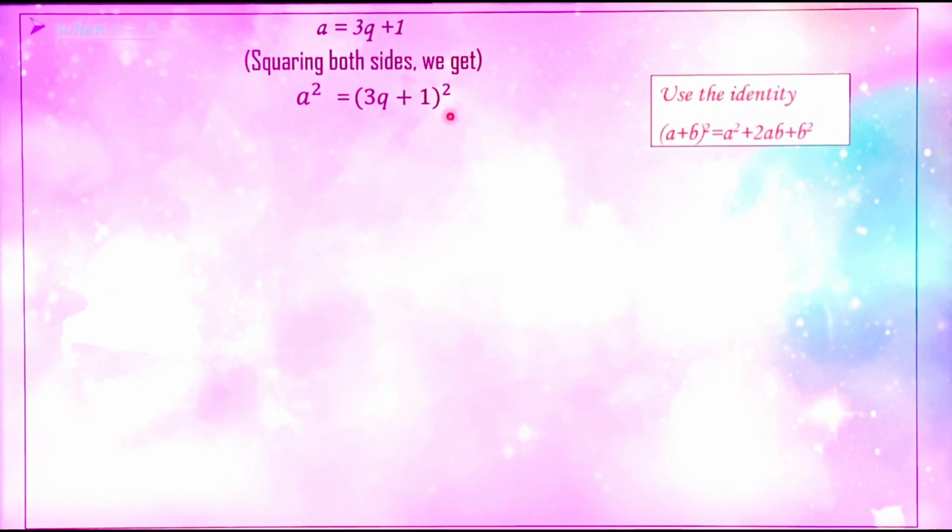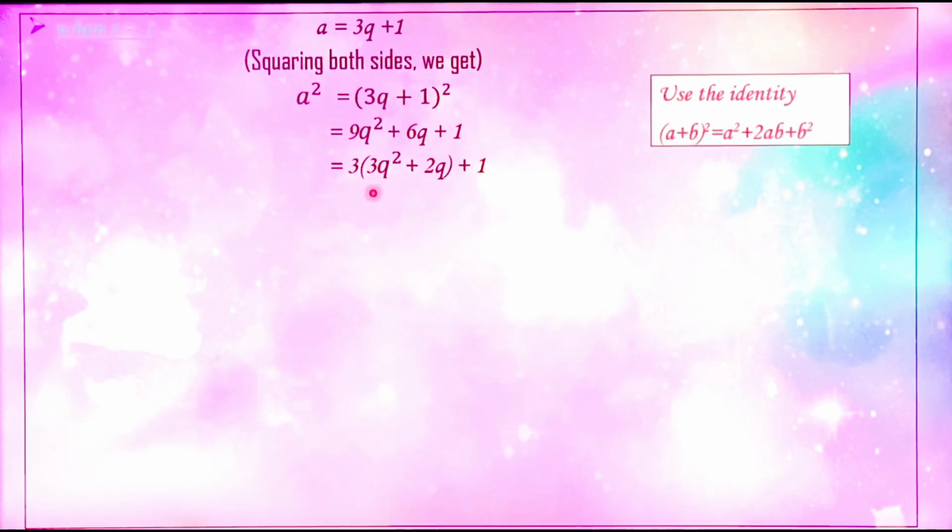Expand (3q plus 1) the whole square using the identity (a plus b) the whole square is equal to a square plus 2ab plus b square. We get a square is equal to 9q square plus 6q plus 1. Taking 3 from the first two terms, we get 3 into (3q square plus 2q) plus 1. This is of the form 3m plus 1, where m is equal to 3q square plus 2q.